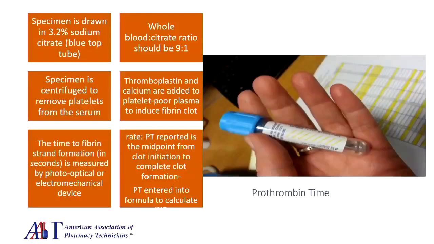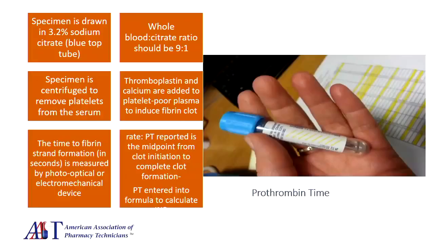So I'm going to talk about doing INRs in a laboratory with a venipuncture, and then in a little bit we'll talk about fingerstick INRs and how that differs. So in a laboratory, first you have to have a phlebotomist draw a sample from the patient's vein. That sample is drawn into a 3.2% sodium citrate blue top tube.